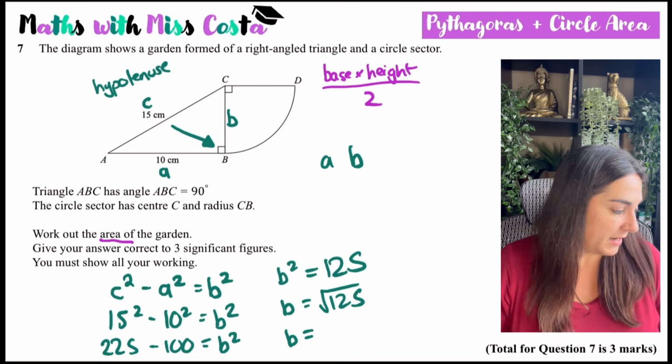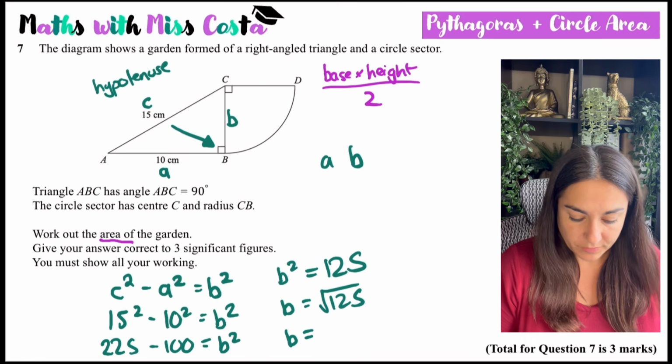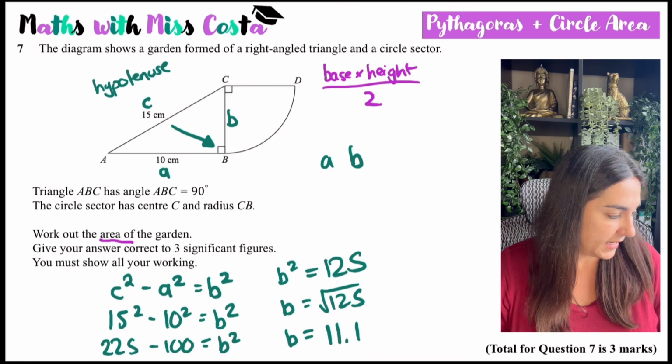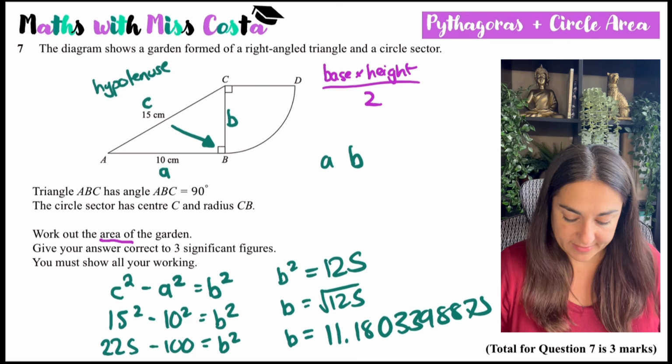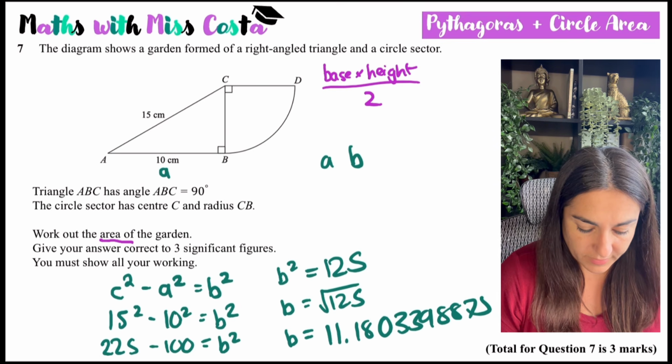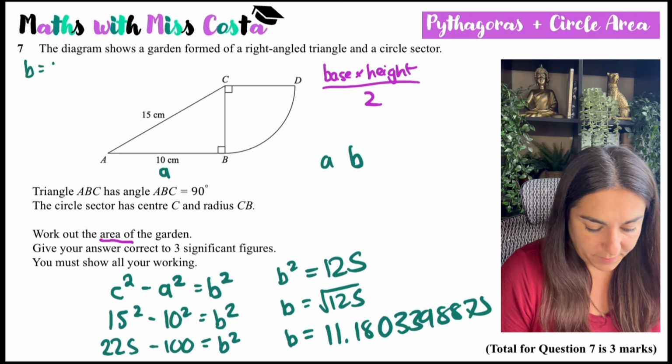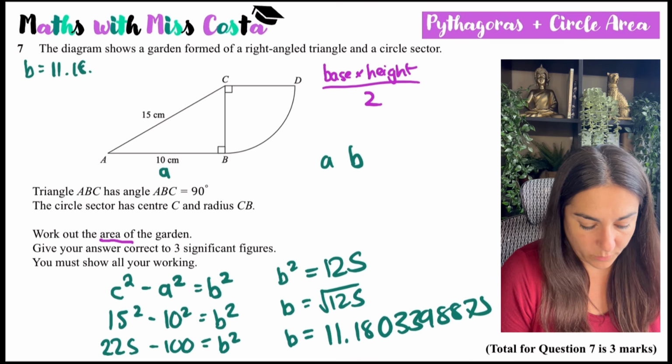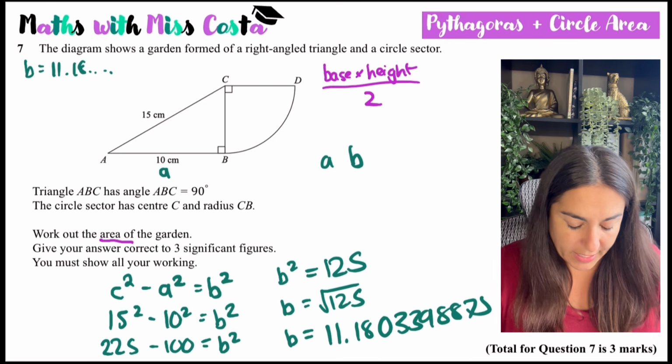And if I type that into my calculator, I am told that B is 11.1803398875. So I know the length of B is that. So B is 11.18 and so forth.